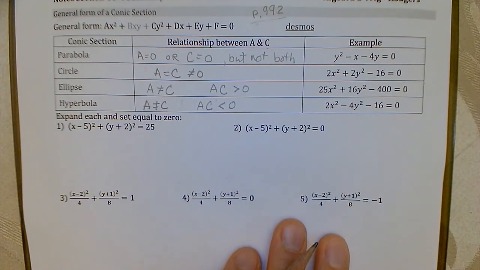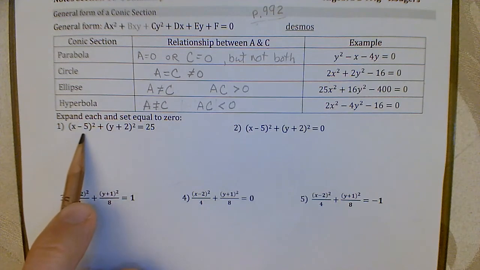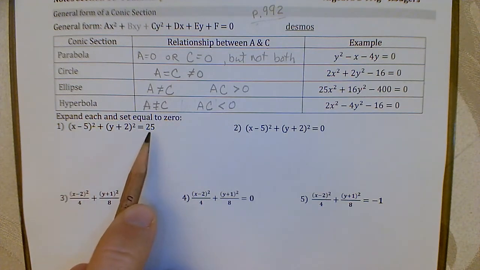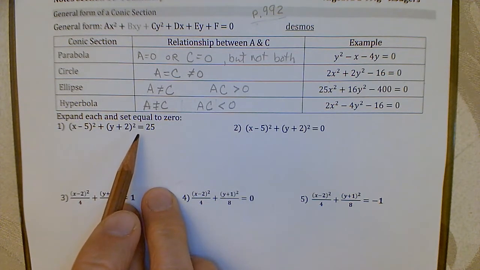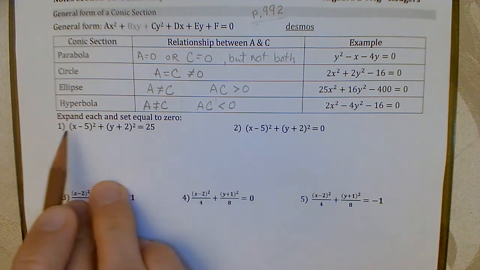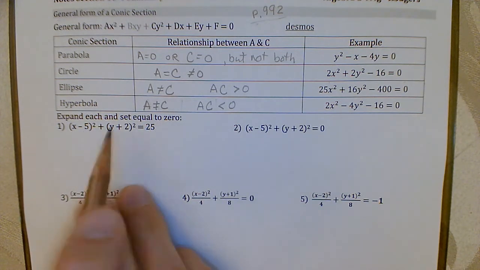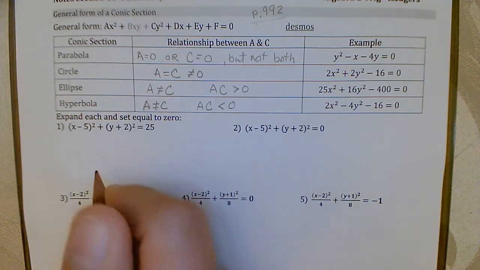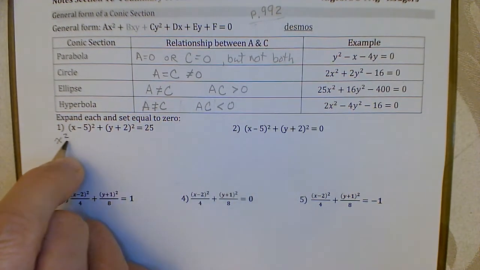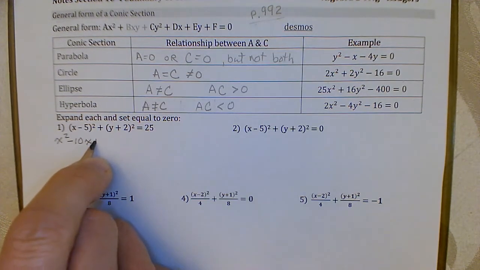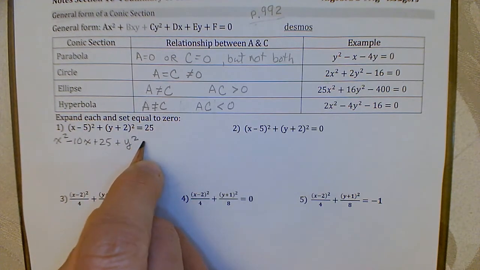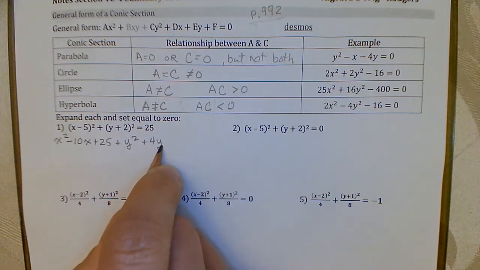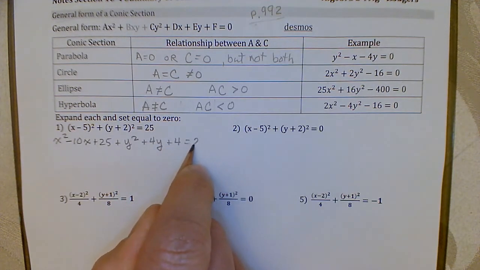So let's look at some examples here. They're asking us to expand this. Well, first of all, let's think about which of the conic sections this is. This is the exact conic section of a circle, right? That's the radius squared. And then the center would be at (5, -2). But they're just asking us to practice expanding this out. So this will be x squared minus 10x plus 25, and then this will be plus y squared plus 4y plus 4 equals 25.